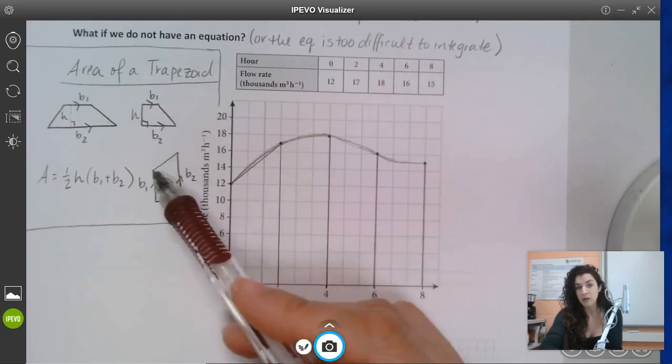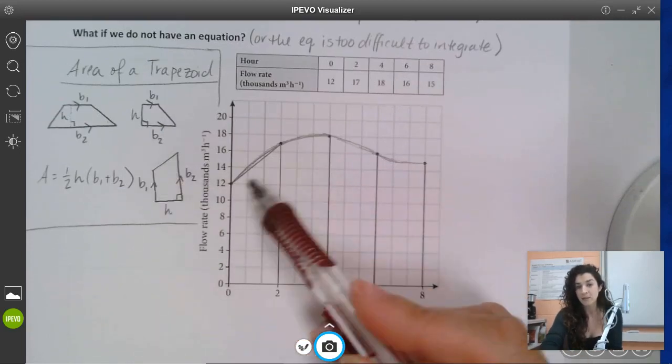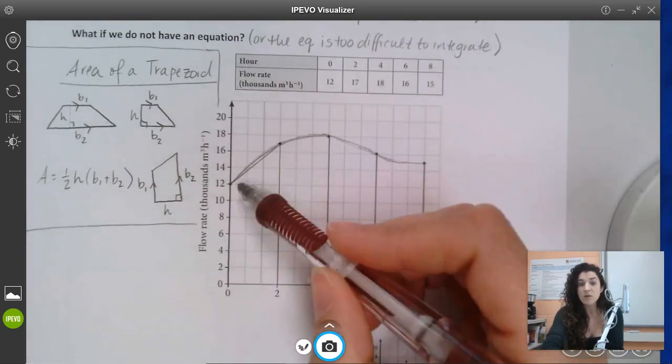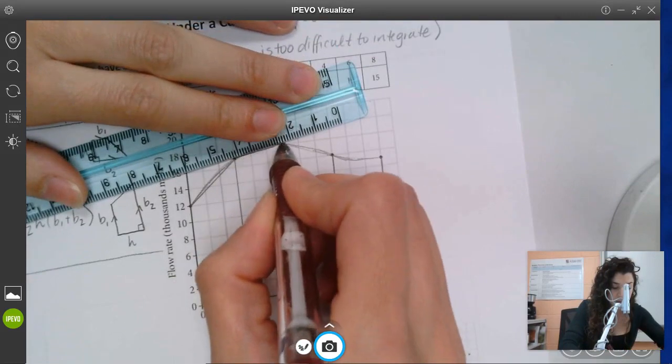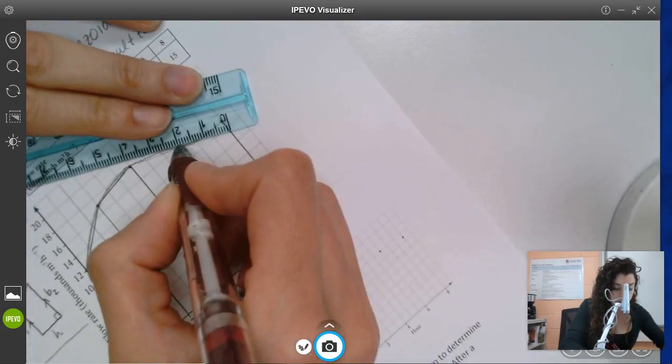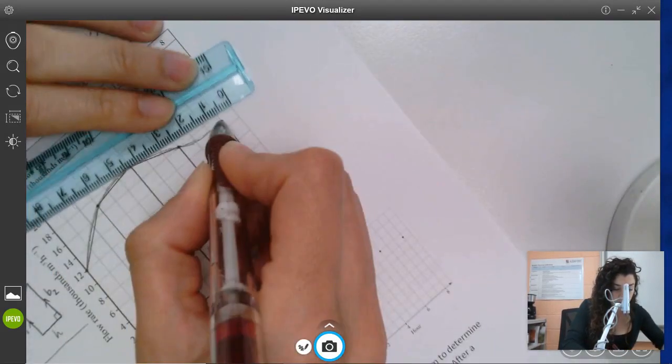Notice that this trapezoid right here looks a whole lot like these trapezoids over here. So we've got this first trapezoid, and we can go on and continue creating these trapezoids until we've represented the whole area.